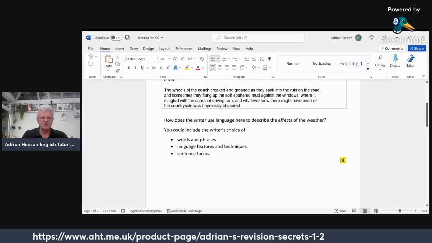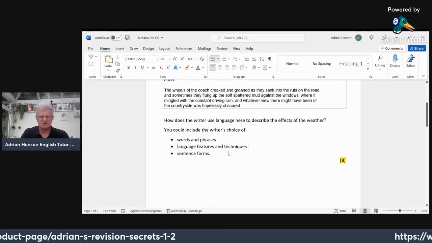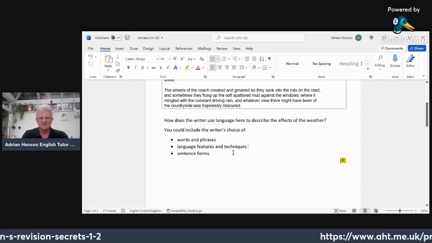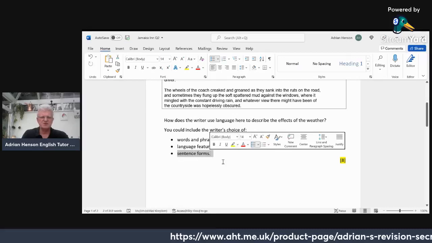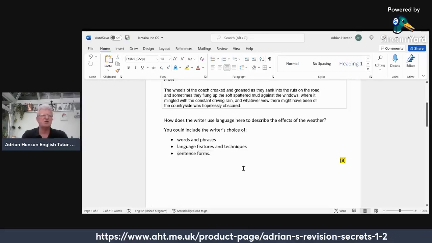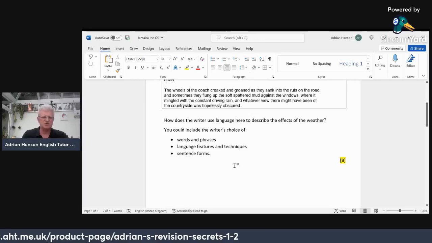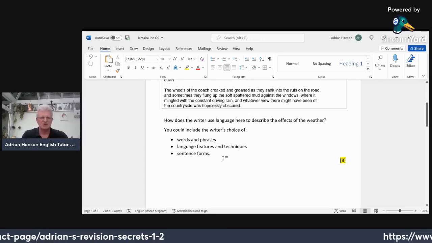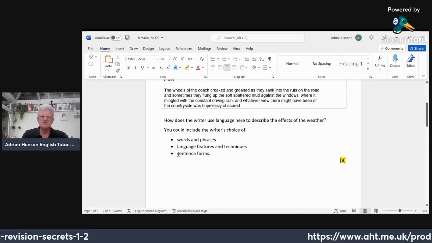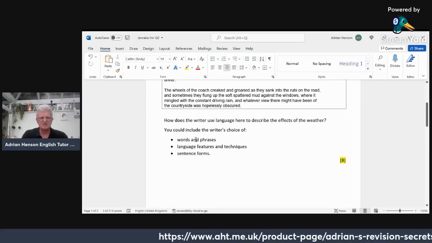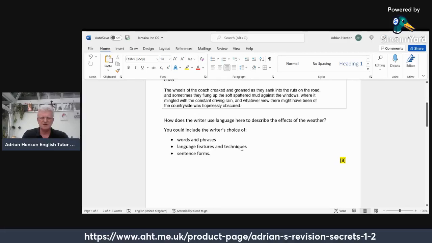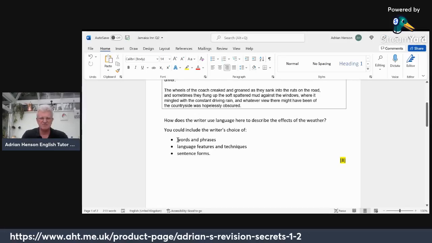We've got language features and techniques as well. So, talking about the metaphors, the similes and all that sort of stuff, alliteration. I'm a bit concerned about this one, sentence forms, because when you start looking at the structure of a sentence, you're stepping into the structure question. And this is the language question. So I really wouldn't go down this route. I think the advice is to keep your focus on these two areas here.